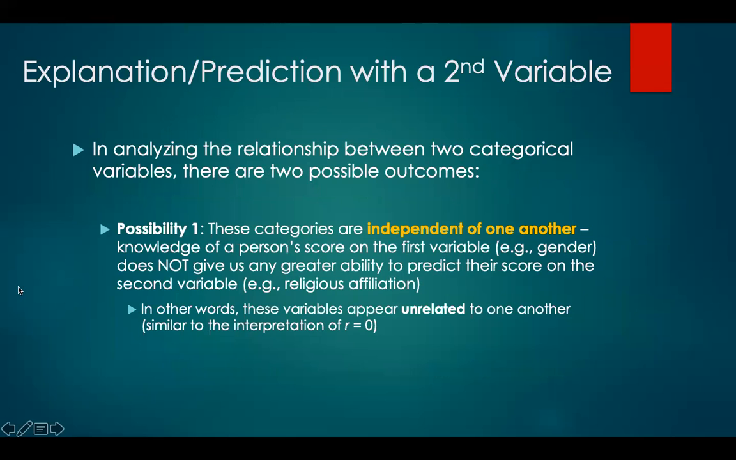In analyzing the relationship between two categorical variables, there are two possible outcomes. Possibility one is that these categories are independent of one another. Knowledge of a person's score on the first variable, gender, does not give us any greater ability to predict their score on the second variable, religious affiliation. In other words, these variables appear to be unrelated to one another, similar to the interpretation of an r of 0 in correlation.